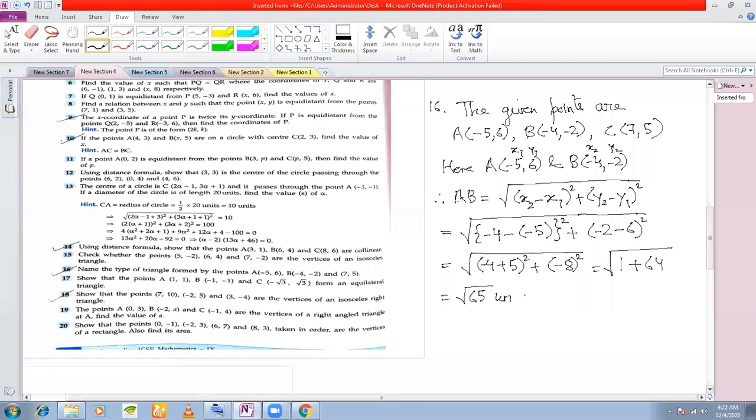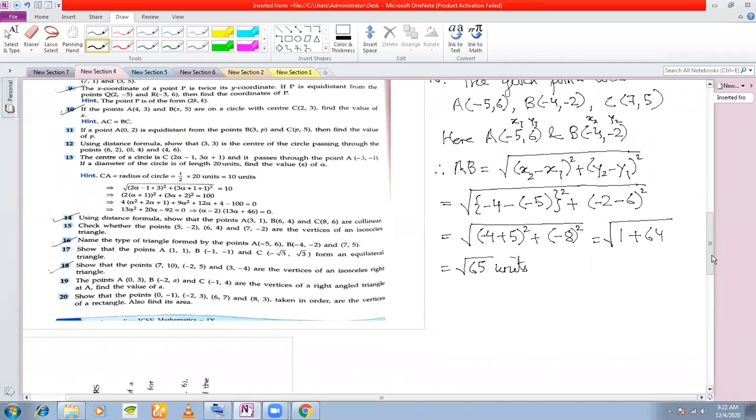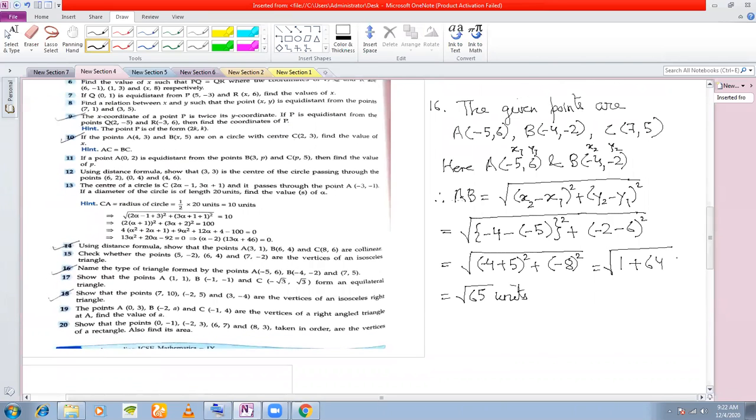And this is a pure surd, cannot be expressed as a mixed surd, because 65 can only be prime factorized as 13 into 5, both of which are prime. Okay, so root 65, we leave it as it is.